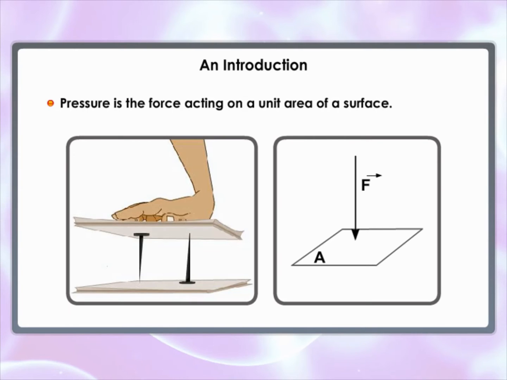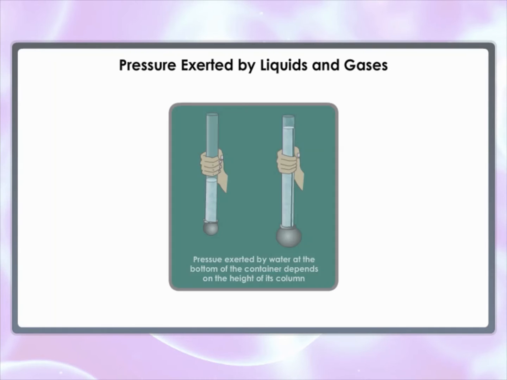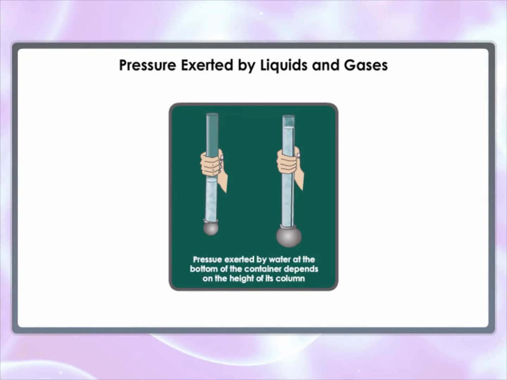The area of the pointed end of the nail is much smaller than that of its head. The same force therefore produces a pressure sufficient to push the pointed end of the nail into the wooden plank. Let's understand this concept with the help of an activity.